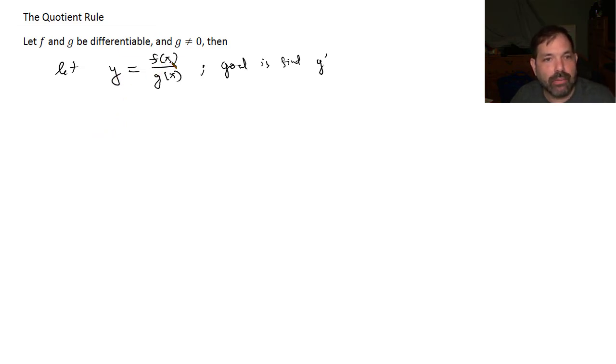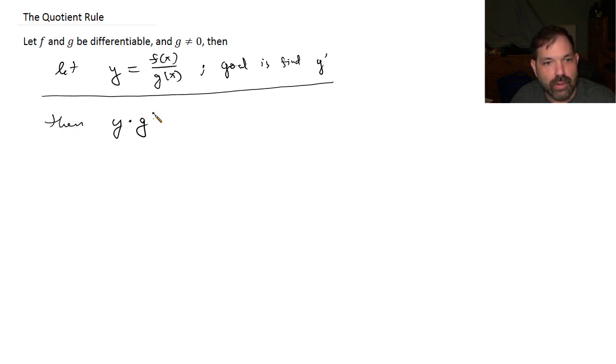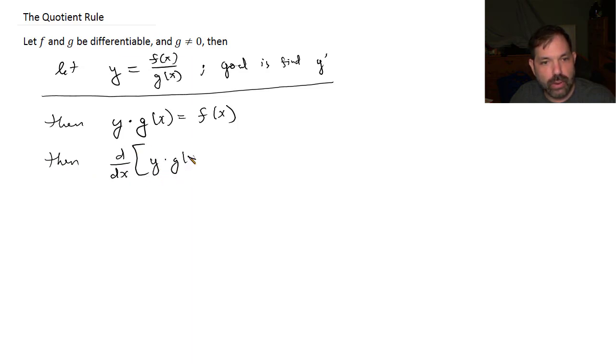If y is equal to f of x divided by g of x, then y times g of x is equal to f of x. Just multiply through both sides of that equation by g of x, and if we assume that g is non-zero, that's legal. Then what I'll do is apply the differential operator with respect to x. So the derivative with respect to x of y times g of x had better be equal to the derivative with respect to x of f of x.